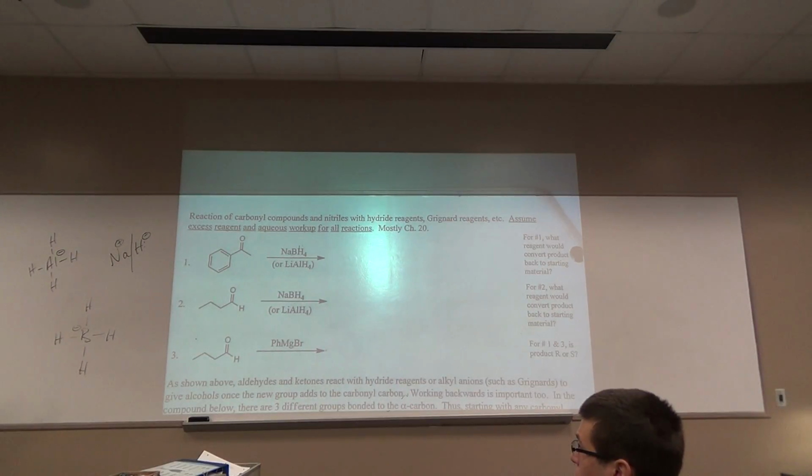Which one's stronger? LAH. Yes, why? Because it's going to hang on to its H's less tightly than boron would, because they're electron sources, and boron is more electronegative than aluminum. Which one hates the minus charge the most? Aluminum. Aluminum hates it the most. Boron's more electronegative, so it handles it better. Aluminum is really mad.